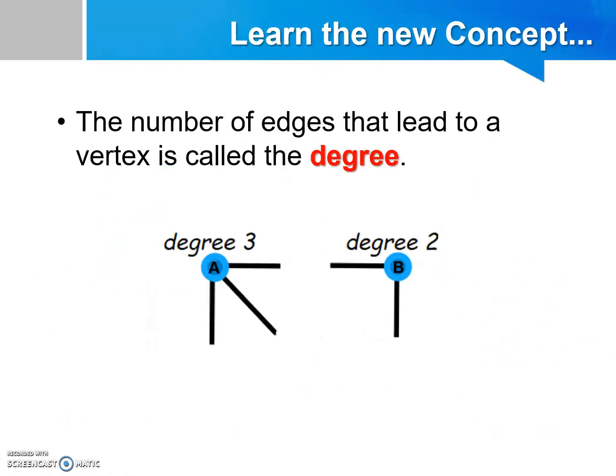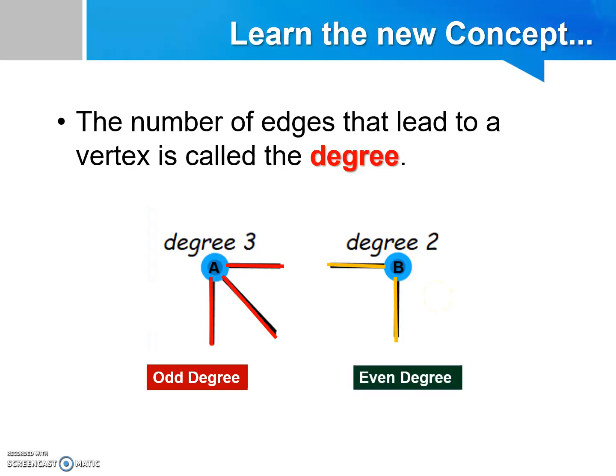Other than that, the number of edges that lead to the vertex is called the degree. For example, there are vertex A and vertex B here. Vertex A has a degree of 3, as there are 3 edges leading to the vertex. So, we can call it an odd degree, because 3 is an odd number. While for vertex B, it has a degree of 2, as there are 2 edges leading to vertex B. And of course, we can call vertex B an even degree, because 2 is an even number.